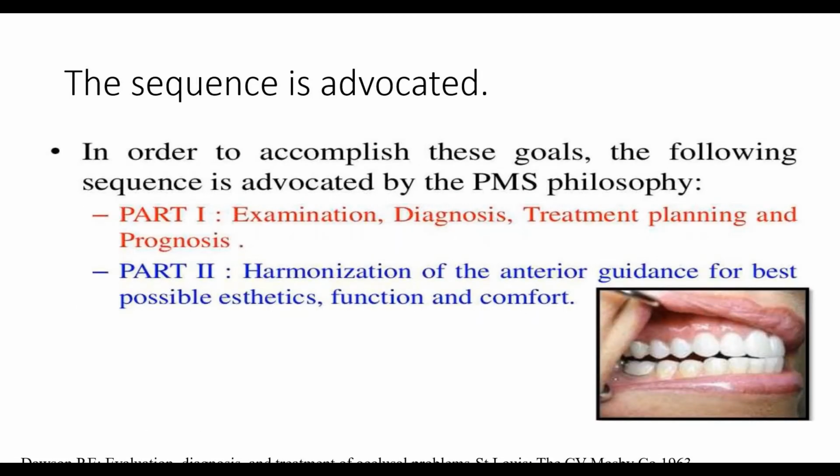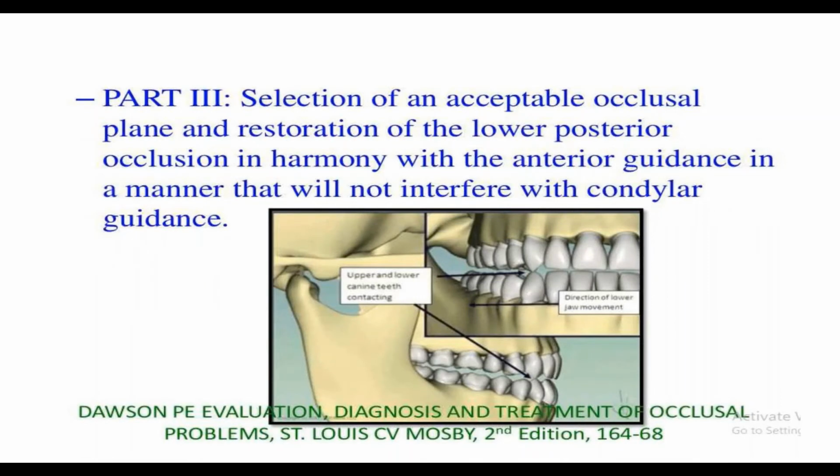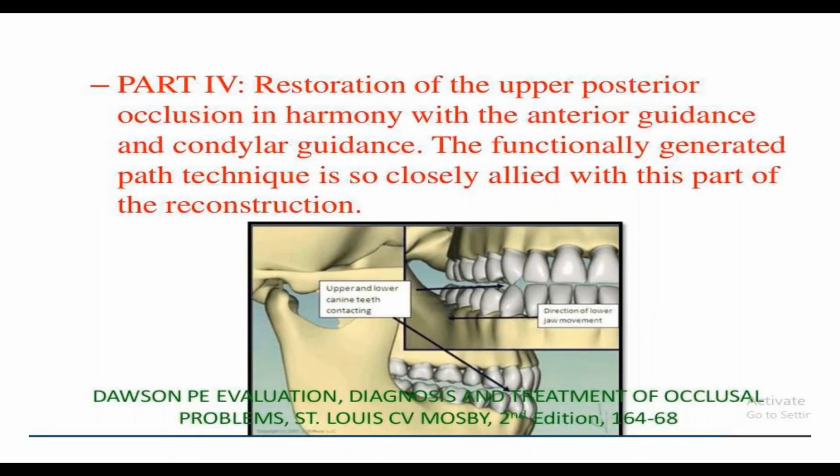So the sequence advocated for this philosophy: part one is the examination, diagnosis, treatment planning, and the prognosis of the patient. Part two is the harmonization of the anterior guidance for the best aesthetic, functional, and comfort reasons. Part three is the selection of an acceptable occlusal plane and the restoration of the lower posterior occlusion in harmony with the anterior guidance in a manner that will not interfere with the condylar guidance. And the fourth one is the restoration of the upper posterior teeth in harmony with the anterior guidance and the condylar guidance. The functionally generated path given by Meyer is closely allied in this part of the reconstruction.